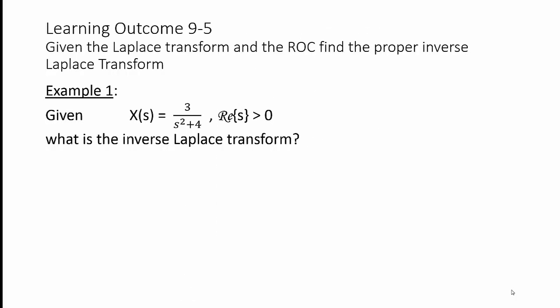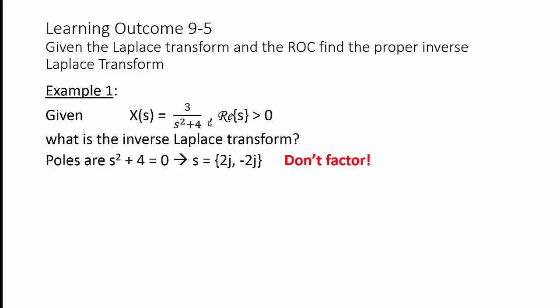We're going to work this through with 3 examples. First, given that X(s) is 3 divided by s squared plus 4, with the real part of s greater than 0 being your region of convergence, what is the inverse Laplace transform? We'll look at the form of that polynomial. The poles are 2j and negative 2j. These are complex or imaginary. That's your indication you do not factor this denominator. You leave it as a second-order term, and we now look in the table between transforms 11, 12, 13, and 14 to find a match.